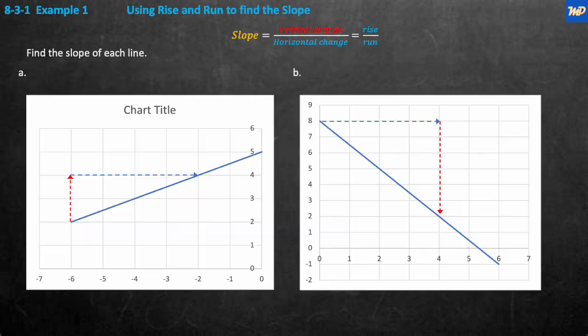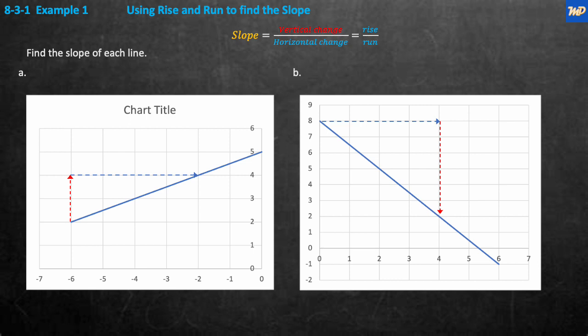Example 1, using rise and run to find the slope. In the past we've talked about what the slope was, m. Well, that m is a number, and that number can be 1, 2, 3. It could be 3 halves. It could be 2/10. Whatever the number is, it's allowed to be that number, and that's going to determine your slope. Now we're going to look here at a graph.